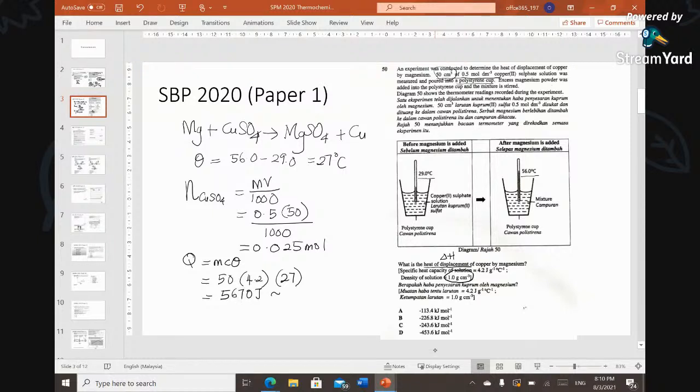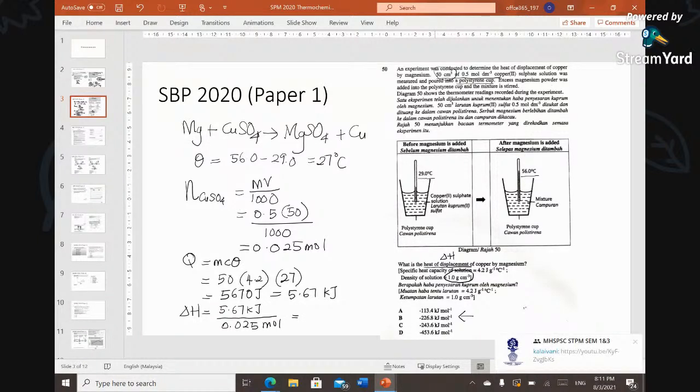Substitute, you will get 5670 joule, which is actually equivalent to 5.67 kilojoule. Why do I convert to kilojoule? Because you can see the answer given over here is in kilojoule. Then the last step to find out delta H will be Q divided by the number of mole. Q is 5.67 kilojoule, divided by the number of mole, 0.025 mole.